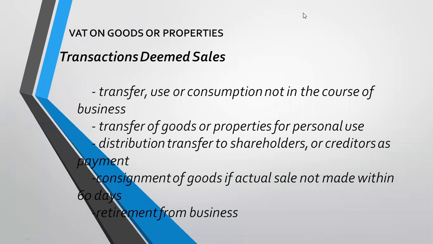Another one is consignment of goods if actual sale is not made within 60 days. We already know what consignment is: the inventory of one company is put into the custody of another company, but the condition is that the consignee is liable to remit any proceeds from the consigned goods.